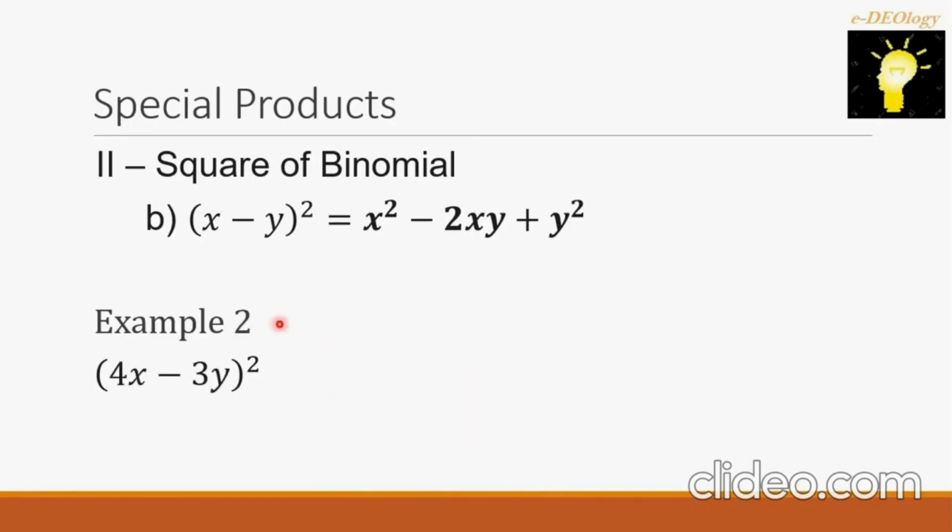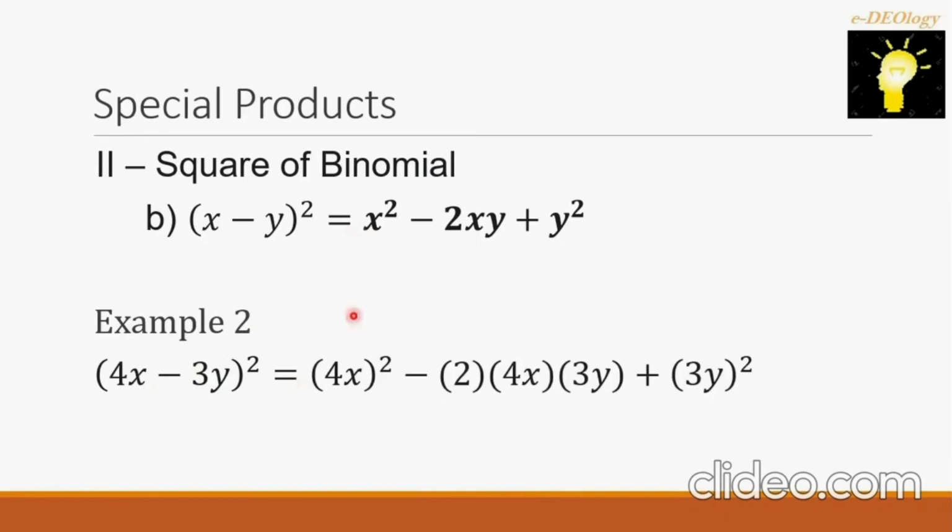Let's have example 2. (4x - 3y) all raised to 2. So our three terms: the 4x is squared here in the first term, and then minus, I will put my constant 2. Then I will copy the 4x here and the 3y here. And then plus, for the third term, the 3y is squared on the last term. And then we will simplify all the three terms.